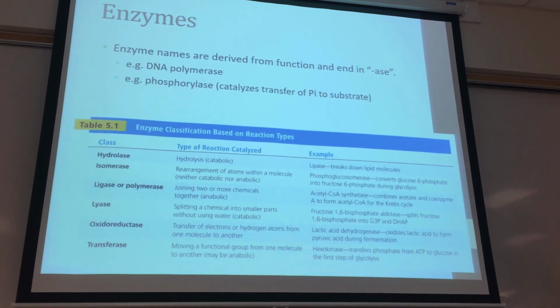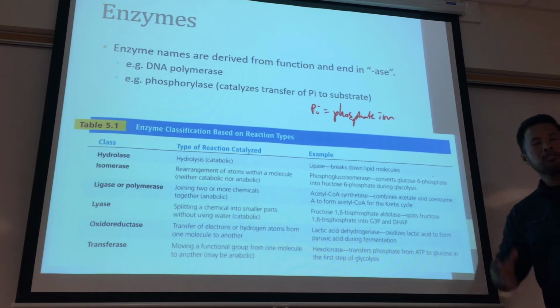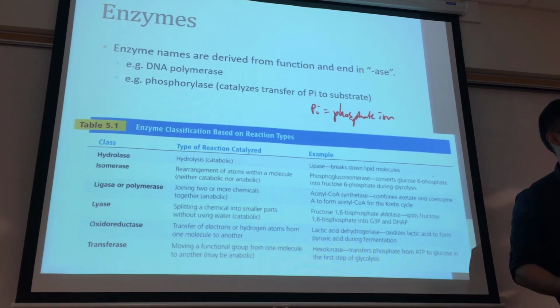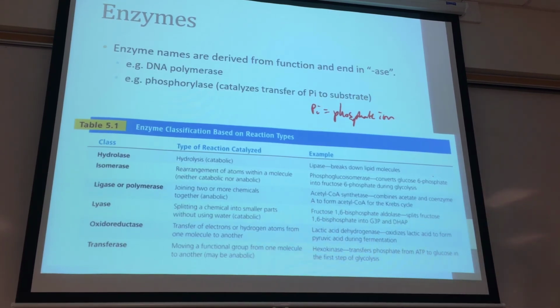The other one that I want to look at that'll also be relevant for us is phosphorylase. The purpose of a phosphorylase enzyme is to catalyze the transfer of a phosphate ion. That's phosphate, when you see Pi, it's phosphate ion, to a substrate. It means add a phosphate ion to that molecule. We'll talk about what phosphorylases are for. You'll be able to see that at the end of today's lecture.